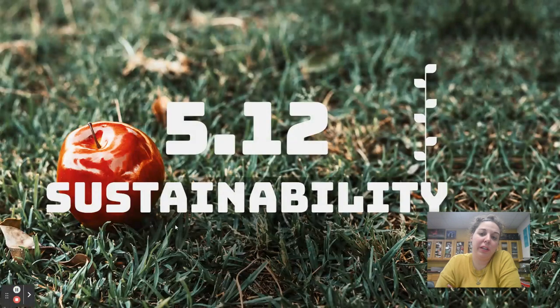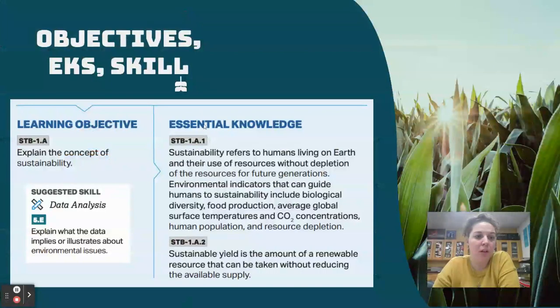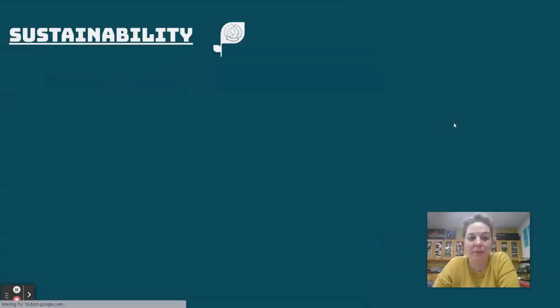The next section we're going to look at is 5.12, which is sustainability. We're just going to talk about what sustainability actually means and how we can know if we are living a sustainable lifestyle. So here's your essential knowledge and your learning objectives. Our FRQ today is to explain what the data implies or illustrates about environmental issues.